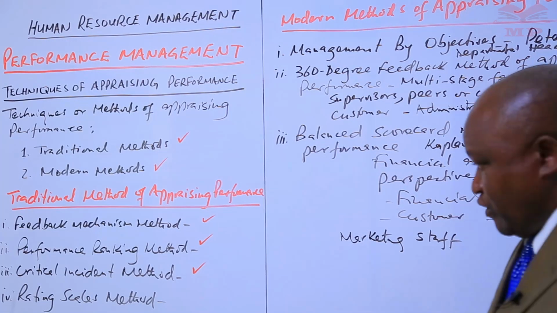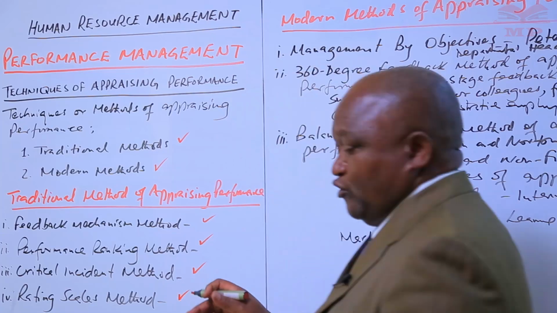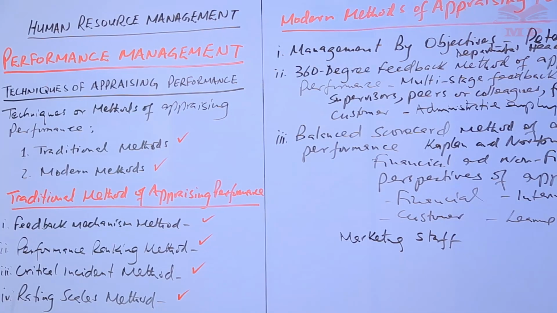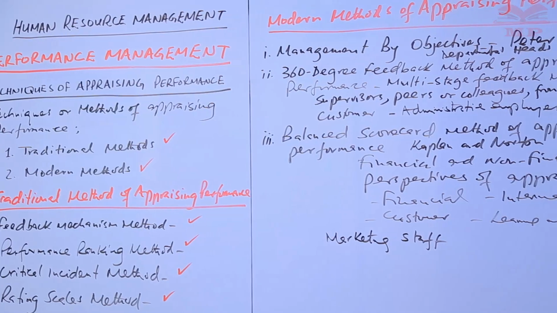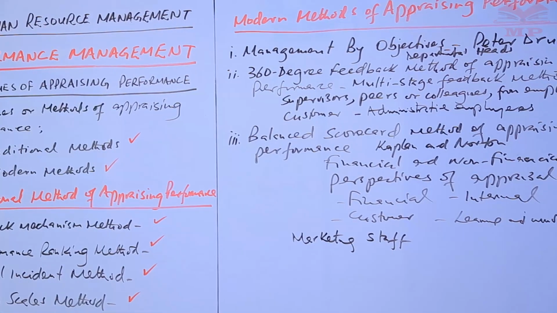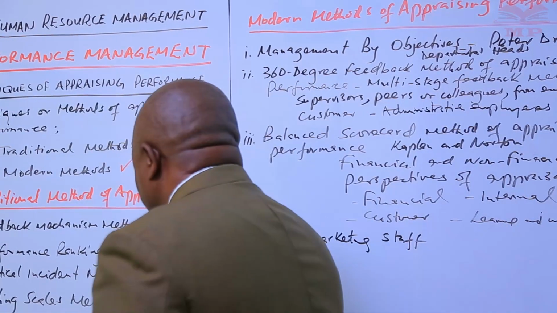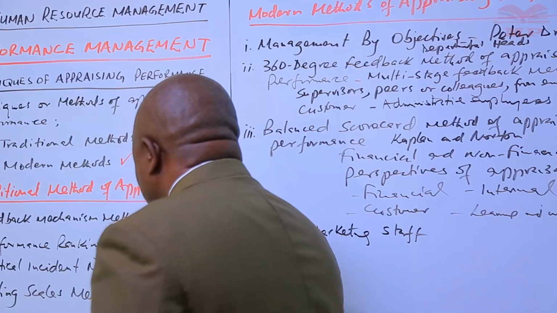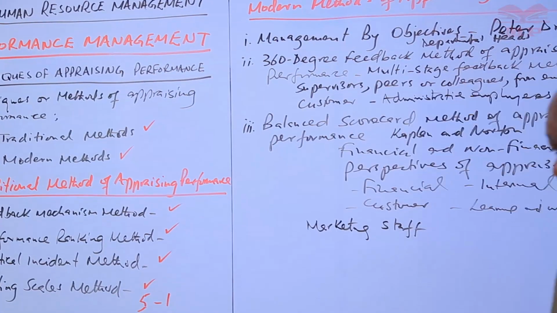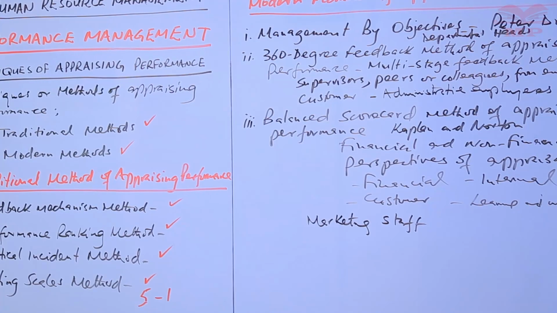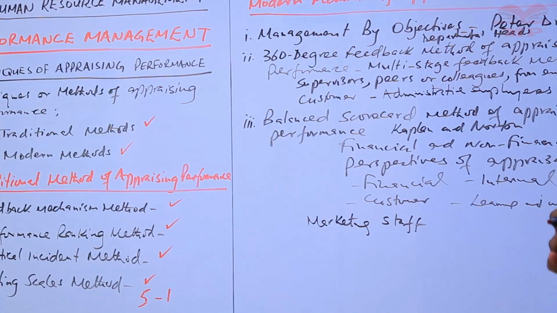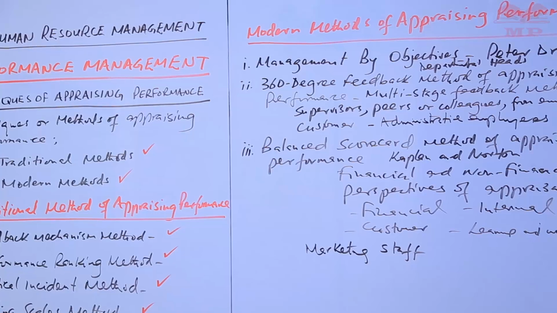Then the rating scales, where we have said the attitude or certain attributes can be put on a rating scale of, let's say, 5 to 1, where 1 is the lowest, 5 is the highest, and then critical attributes are picked for a given job, then that is evaluated for that particular employee.